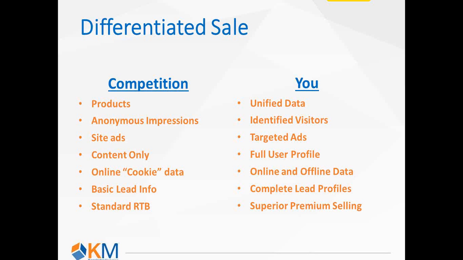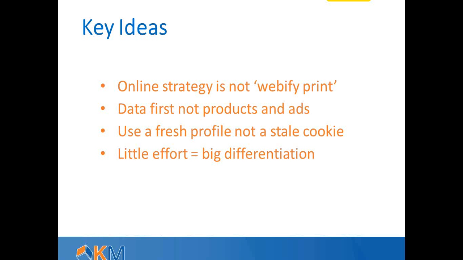So again, the key ideas to think about. Online strategy is not webifying print. A lot of these conversations that are going on today are simply coming up with clever new words for the same old strategy. It's really a different mindset, as I've tried to show you today. Remember, think data first, not products and ads. Is the first conversation that you have about data and intelligence and audience, or is it about products, ads, and information? Which do you start with?